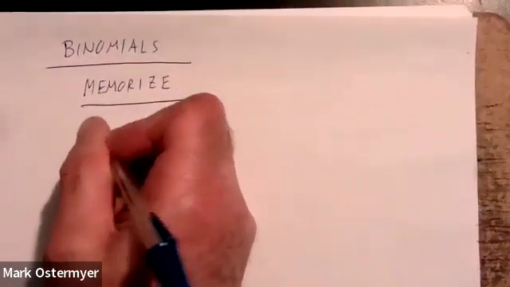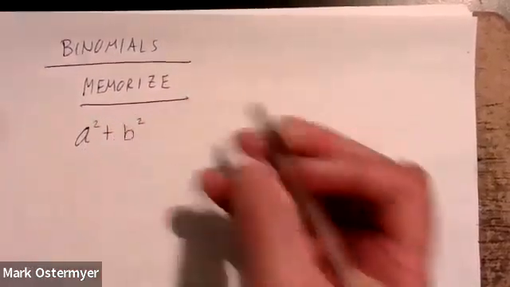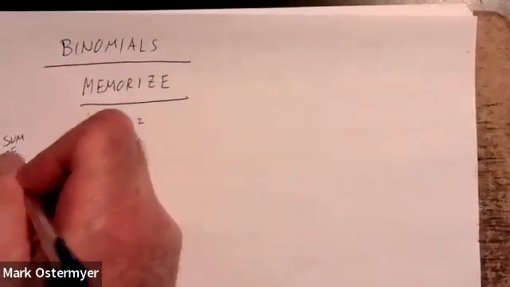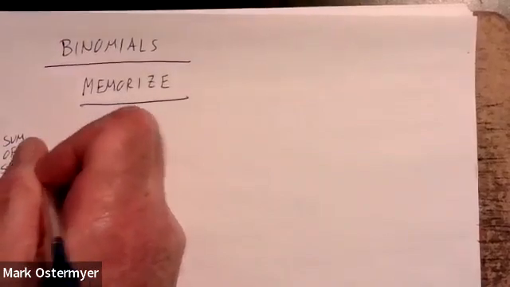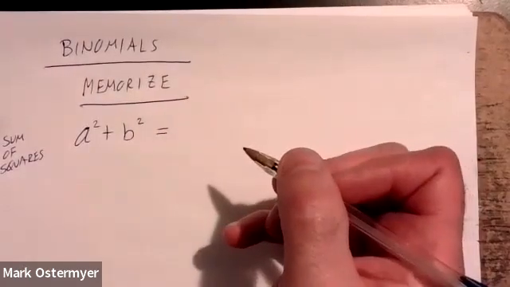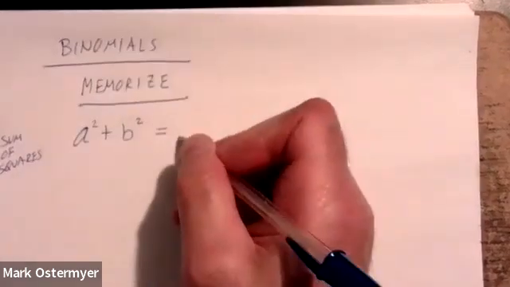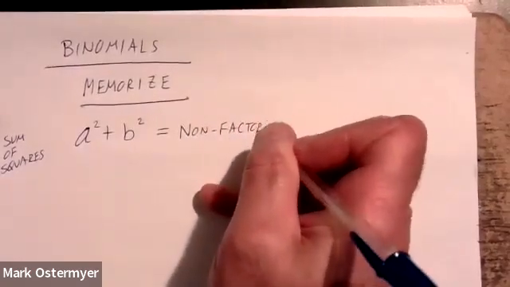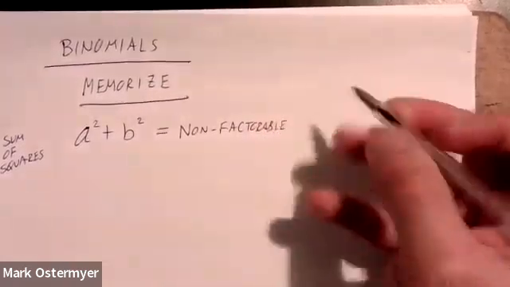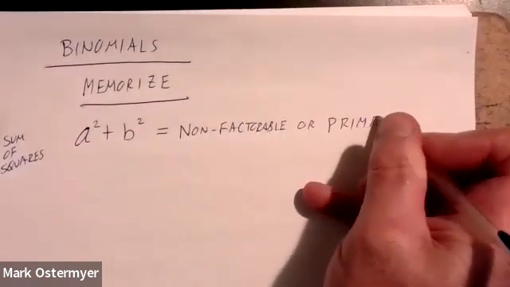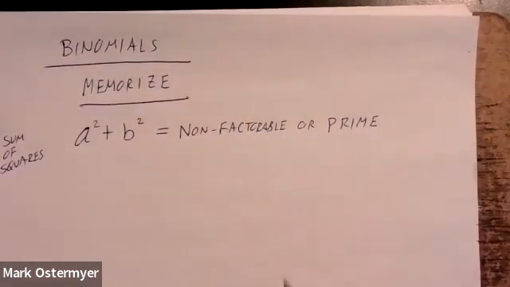Okay. The binomial family. If I have this type of binomial here, I have what is called the sum of squares, the sum of perfect squares. And you know what? The sum of perfect squares cannot be factored over real numbers. It can over imaginary complex numbers, but not over real. So we would say that this is non-factorable over real numbers. Or we would say that it's like a prime polynomial. Not all polynomials can be factored. Sometimes they're prime or they're non-factorable.